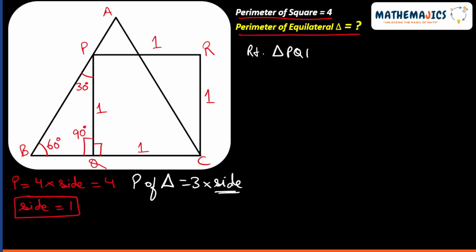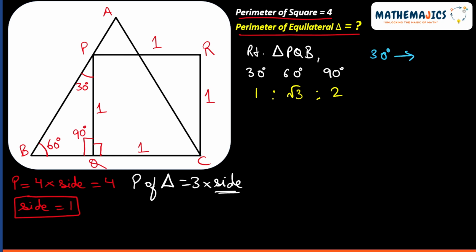So in right triangle PQB, what are the angles? The angles are 30, 60 and 90 degrees. In any right triangle, whenever we have angles as 30, 60 and 90, the ratio of the sides opposite to them is 1, root 3 and 2. This side 1 is opposite to 30 degrees, root 3 is opposite to 60, and 2 is opposite to 90 degrees.